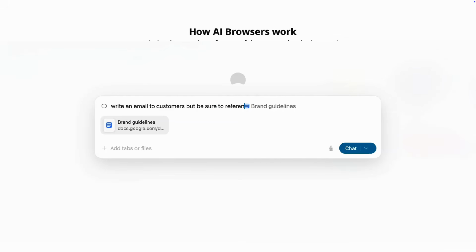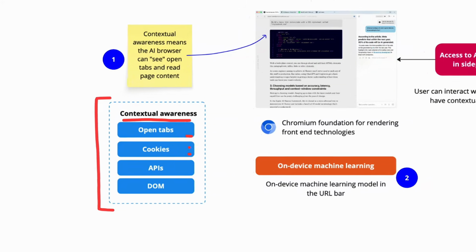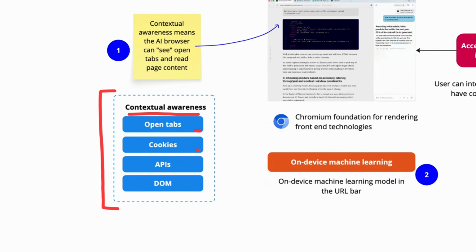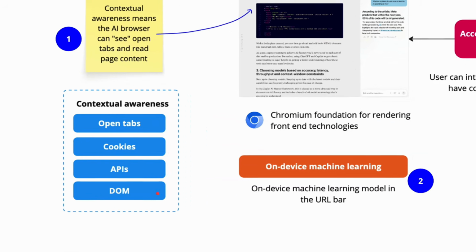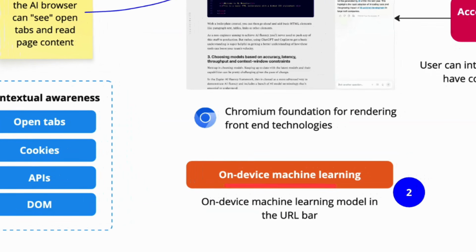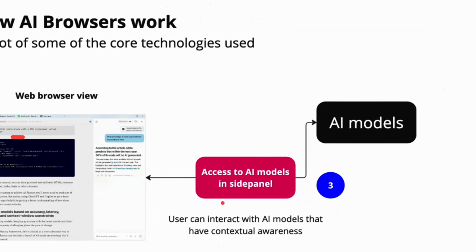Contextually aware browsers use a combination of multiple sources like open tabs, cookies, APIs, and the DOM, or the document object model. So in a sense, they can see the pages that you view, and with permission, they will use locally stored browsing histories to personalize your experience. On-device machine learning helps the browser learn from your behaviors and fine-tune the user experience by suggesting relevant websites based on your previous behaviors. And the final piece of the puzzle is access to AI models, typically in the side panel, which users can interact with and chat with.